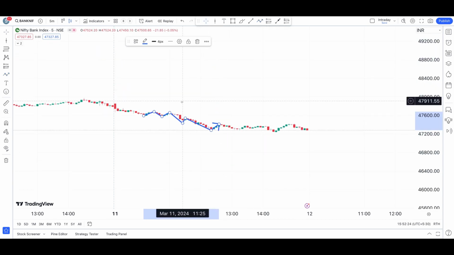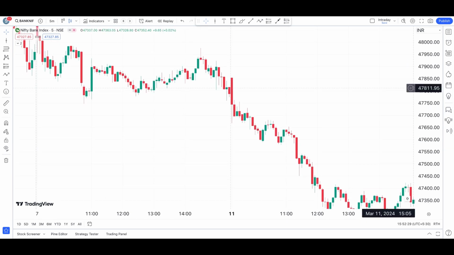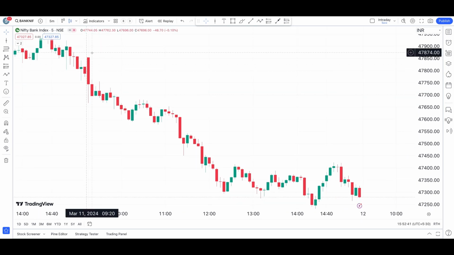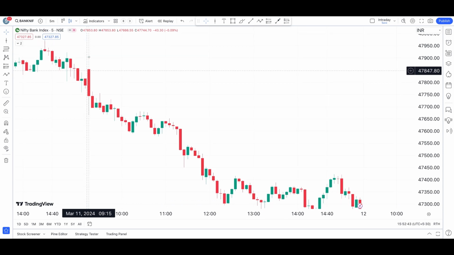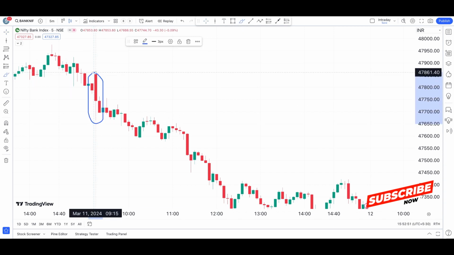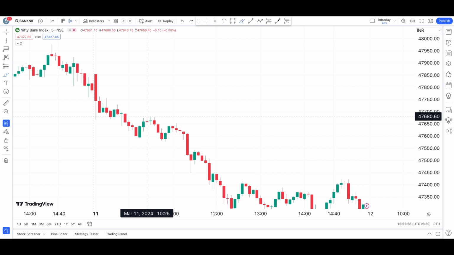In order to do that, let's remove this and start from the beginning. Bank Nifty opened today at 47,853. As you can see here, it's the March 11th time frame, and this is the first candle on the 5-minute time frame of Bank Nifty. After seeing such momentum towards the downside from one single candle, you can say that there is a sharp rejection, a very sharp selling pressure coming from that level.